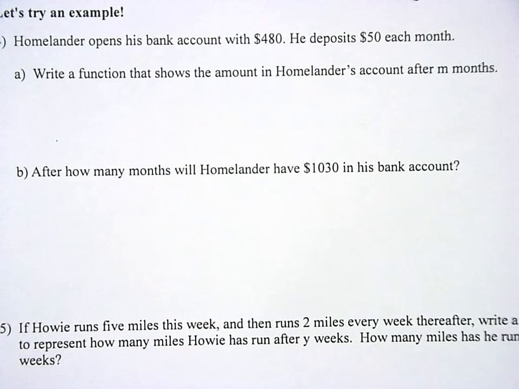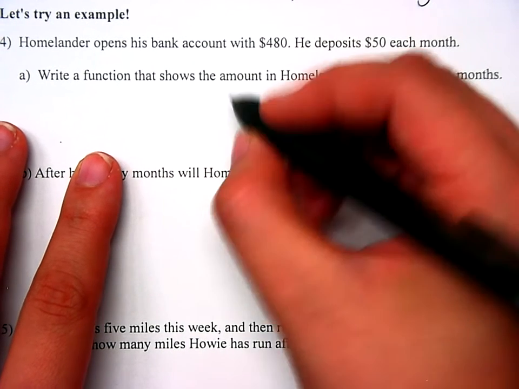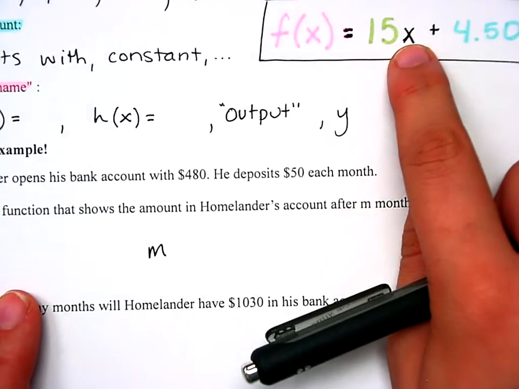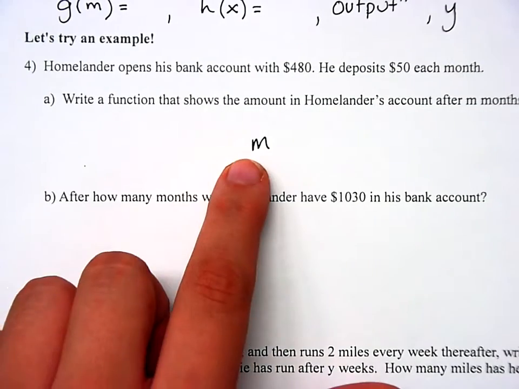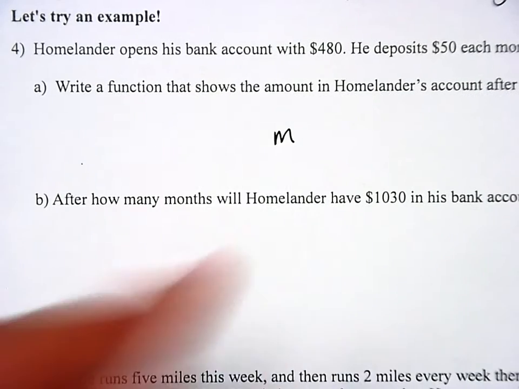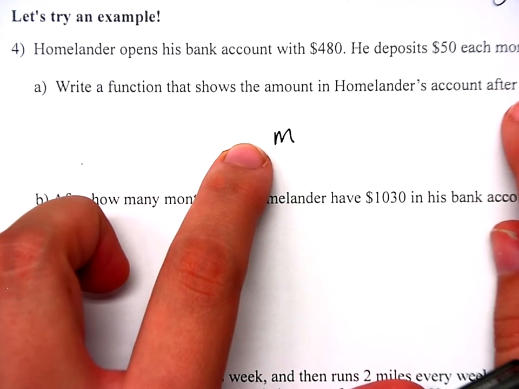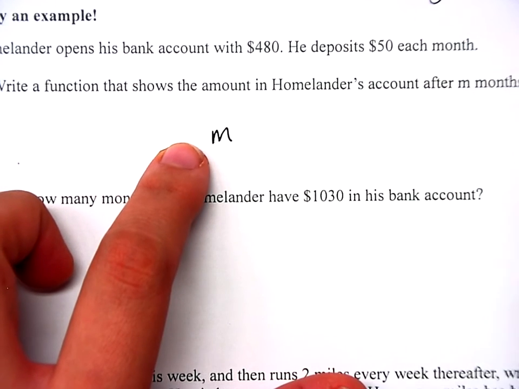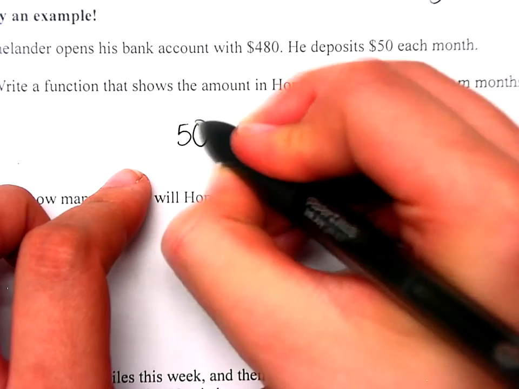Okay, so since they gave us m months, I know my m is kind of like the x that was here. So after m months, I don't know how long that is. Then we need to find our rate of change or slope, whatever you want to think of that as. It's the amount that you multiply by m. So if we go for m months, how much am I adding every month? That's 50. So 50 is going to go here.